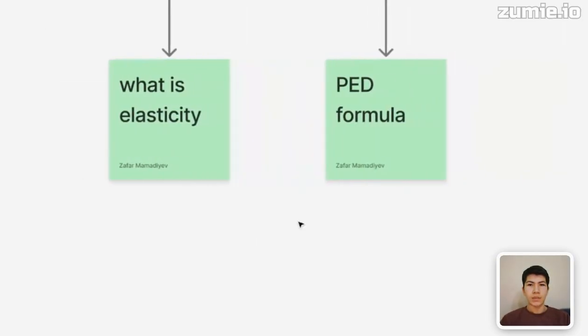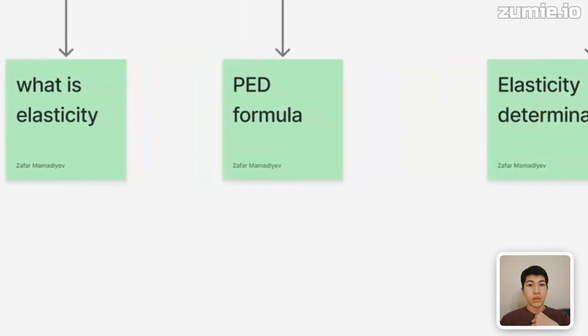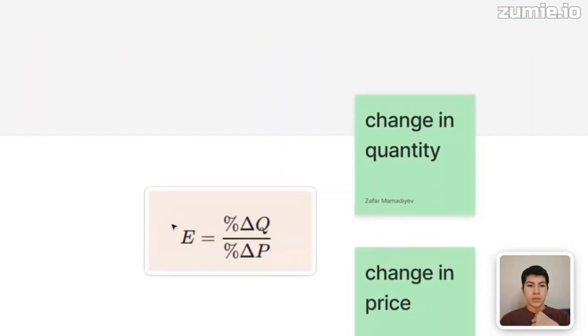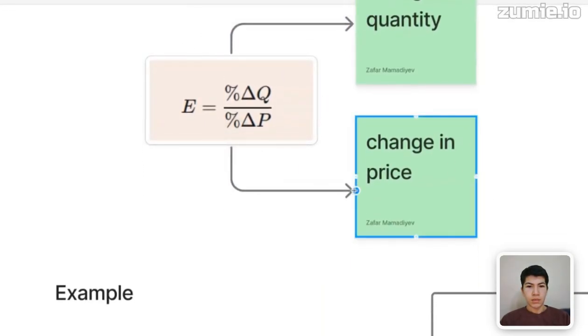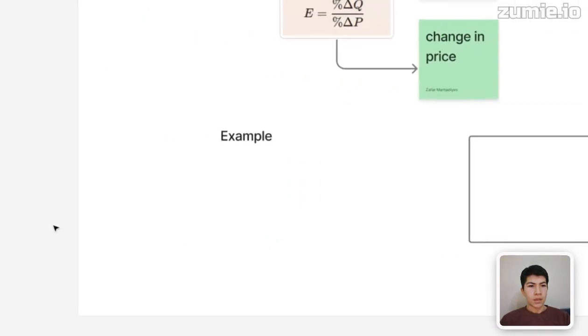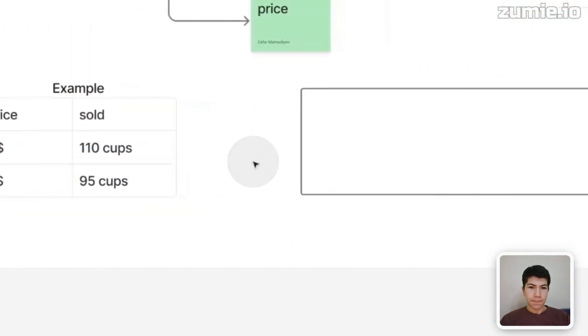So let's go back here and look at the formula. We will see how it can be interpreted and what this means. So here's the formula. Elasticity is equal to change in quantity over change in price. Let's apply that to the analogy with the coffee shop and see.